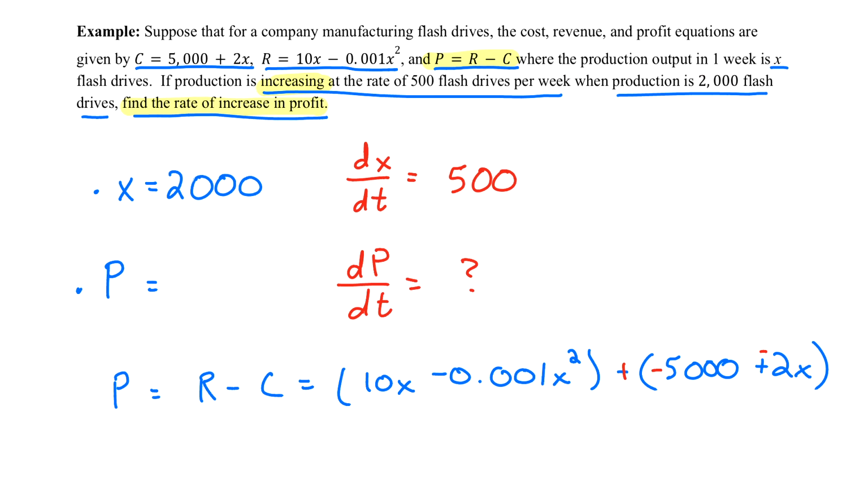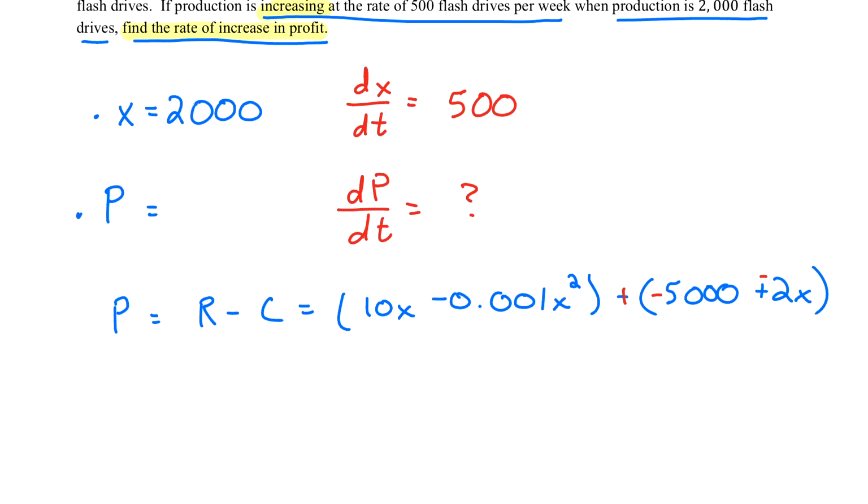And I'm just going to clean this up and combine any like terms that I can. So profit is equal to, let's see, negative 0.001x squared. 10x plus negative 2x, I should have plus 8x, and then plus negative 5,000. I'm just going to write that as minus 5,000. So here is my profit function.